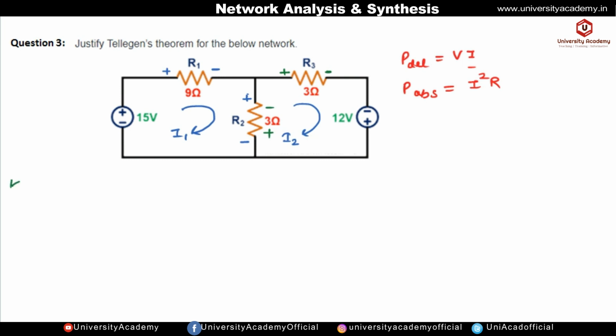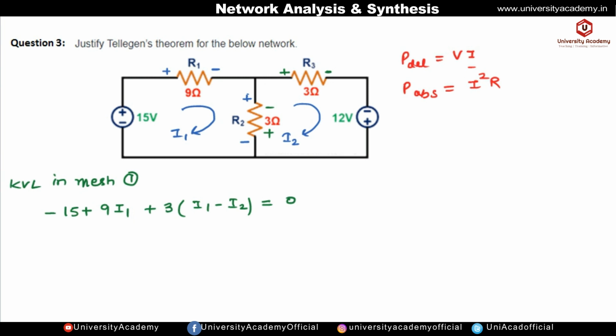Now let us apply KVL in mesh 1. Let us start from the 15-volt voltage source. The first term is minus 15 plus the resistance value of 9 ohm, and the current flowing through 9 ohm is I1. Then the resistance is 3 ohm. The current flowing through 3 ohm is I1 minus I2, because I1 is going in the downward direction and I2 is in the upward direction. So the net current through 3 ohm is I1 minus I2.